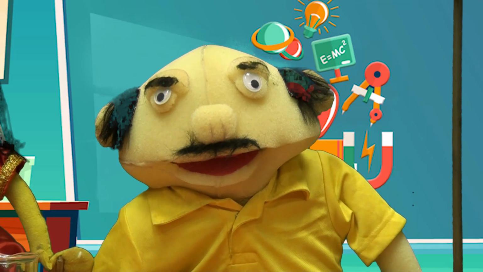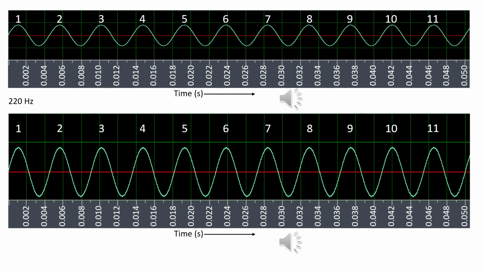Now, let us look at amplitude. Here, you can see two waveforms. Both have the same frequency of 220 Hz, as both complete 11 waves in 0.05 seconds. But the upper waveform has a smaller amplitude in comparison to that of the lower one. So, the question is, what aspect of a sound changes when we change its amplitude?